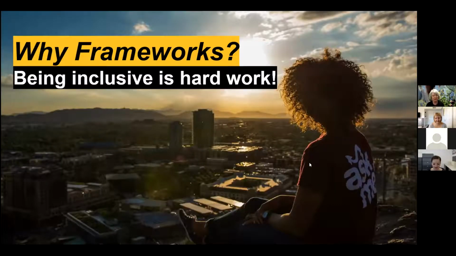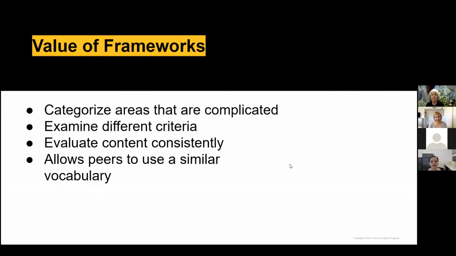So the way this started was that we decided we needed some kind of framework to start talking about images. And why did we need that? Because I think being inclusive is really hard work. So the more guidelines that we have to help us manipulate what we're going to do and how we're going to talk about things are important. And that's how we started with this. I think there's a real value to frameworks. I think it does a number of things.